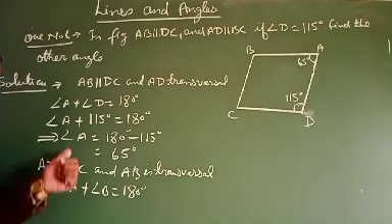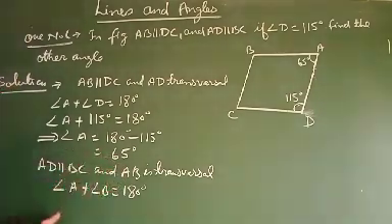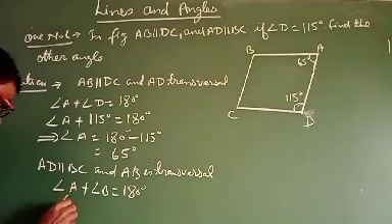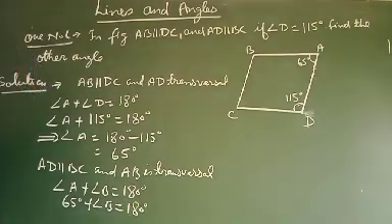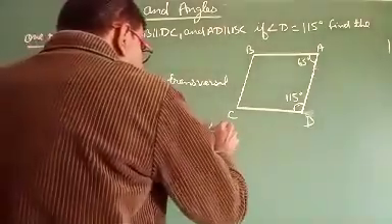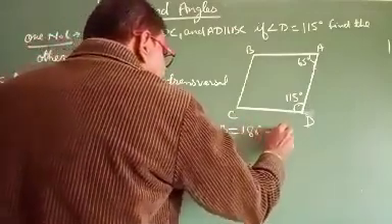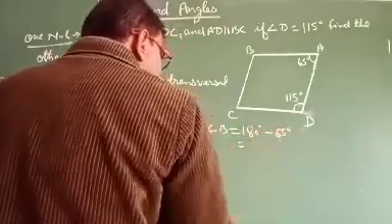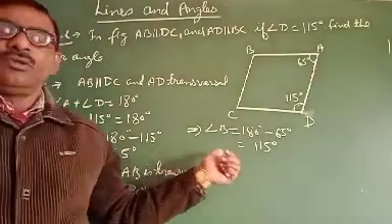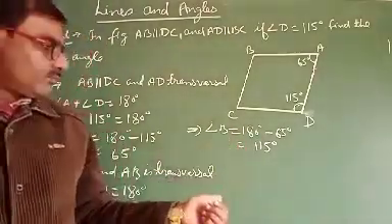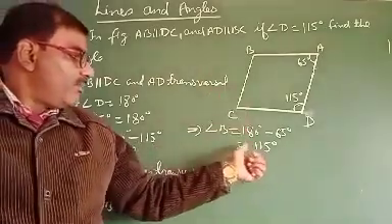The value of angle A is known, so I will put the value of A here. Therefore, angle A plus angle B equals 180 degrees. Therefore, angle B equals 180 degrees minus angle A. So I have found out that the value of B is 150 degrees.